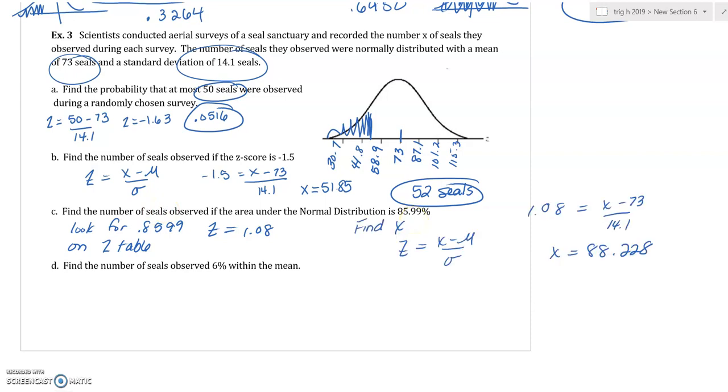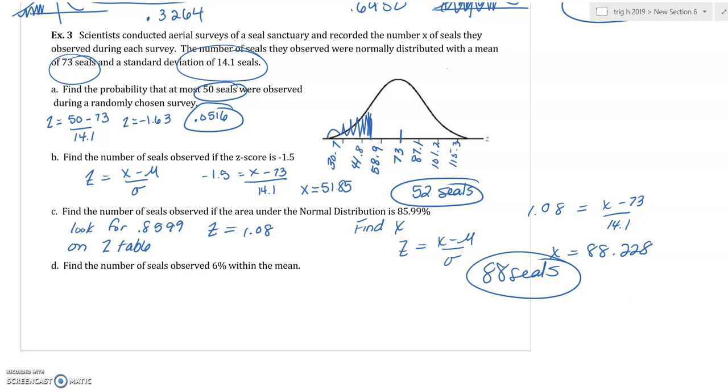All right, so we use our equation and we're trying to find x. So the z-score is 1.08. The mean is 73. The standard deviation is 14.1. So if you solve this for x, you get 88.28 or approximately 88 seals. Okay, go ahead and pause the video and try part D.